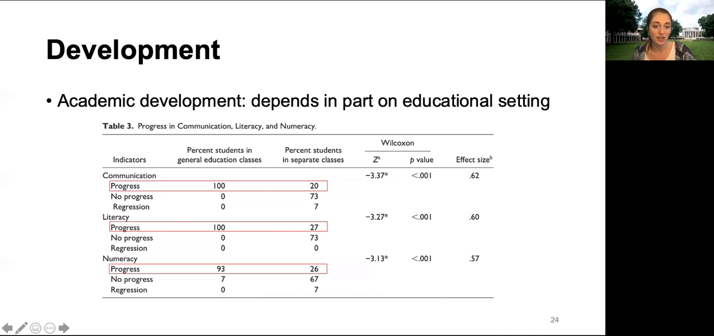substantially more children, and all of these came out to be statistically significant, substantially more children progressed when they were in general education classes versus in separate classes. So this kind of highlights that the way an autistic child develops might not just be predicted by their individual characteristics, but also the opportunities that they're given to learn and to grow, potentially by the academic setting that they're in, but we can imagine lots of other important environmental influences as well.